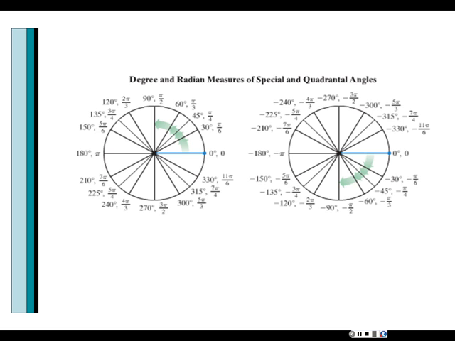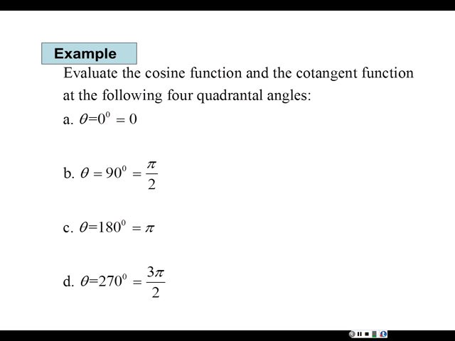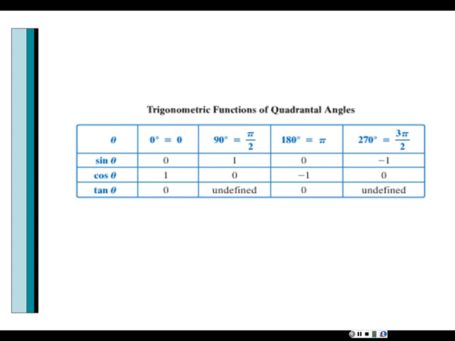Okay. Now let's go a little bit further. Now evaluate the cosine function and cotangent function at the following 4 quadrantal angles. I think we already did the cosine. So we did it for the 4 angles for sine, cosine, and tangent. Can you do it for the cotangent, which is cot? Can you do that?